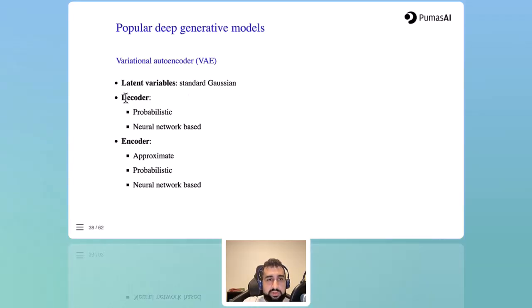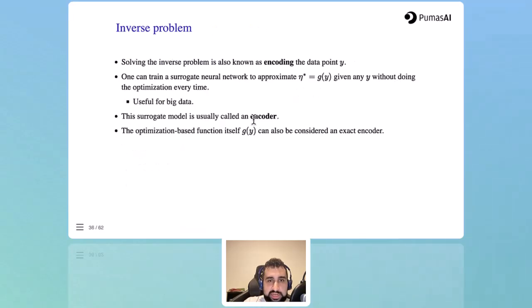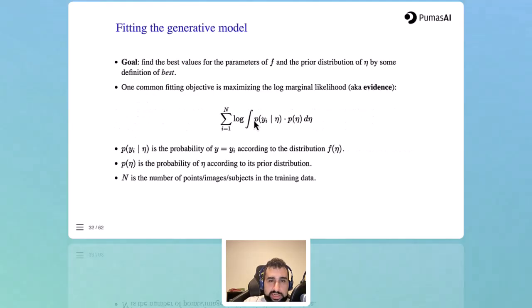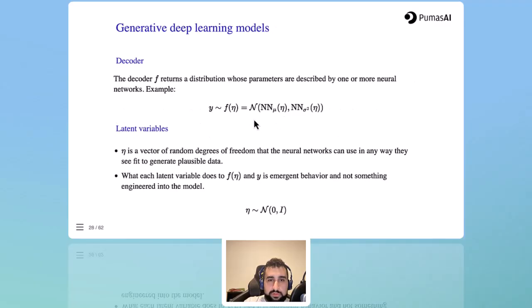The second component is the decoder, and the decoder of a variational autoencoder is a probabilistic decoder. What that means is it outputs a distribution of y given eta. So for every value of eta, for every value of the latent variables, it gives a distribution for y, not just a single point y, but a whole distribution for y from which we then need to sample to generate y. And the decoder is also neural network based. In fact, it's exactly this model that we've seen before, this here.